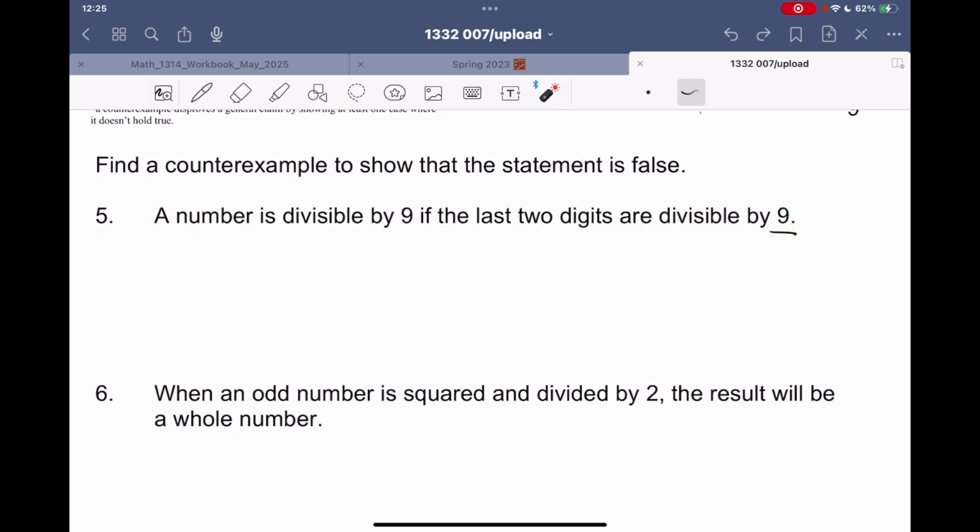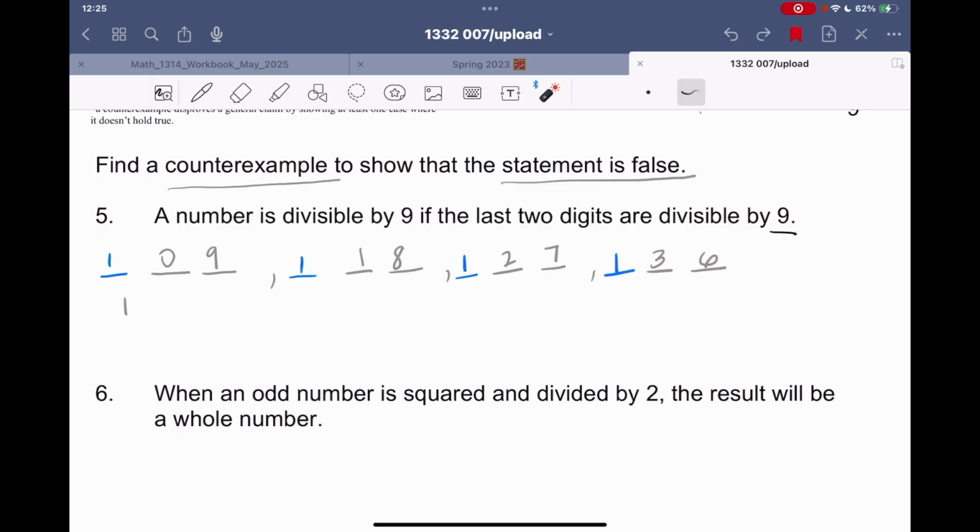All right, so let's produce some numbers that have 2 digits: 09, 18, 27, and 36. Now, it says a number is divisible by 9 if the last 2 digits are divisible by 9. We're not making a 2-digit number here, everyone. We're making a 3-digit number. And the least 3-digit number we can make is with a 1 in the hundreds place. So now let's see if we can find a false case.